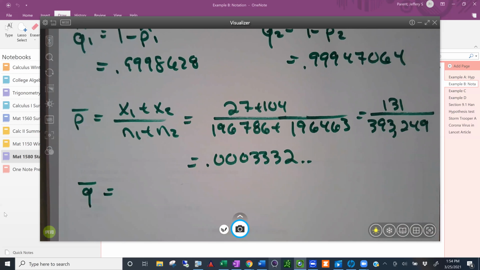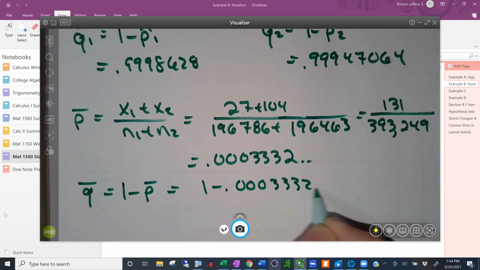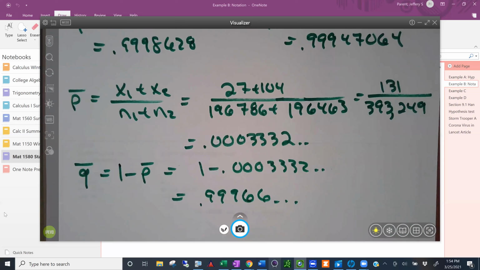Anyone want to take a stab at what Q bar is or how to find Q bar? 1 minus p bar. Yep, perfect. 1 minus P bar, 1 minus 0.0003332. End up getting 0.99966, etc. So chances are really good that you don't get this disease, but there's also a chance that you will get it. Now the disease, if you're looking in the actual textbook, is polio.